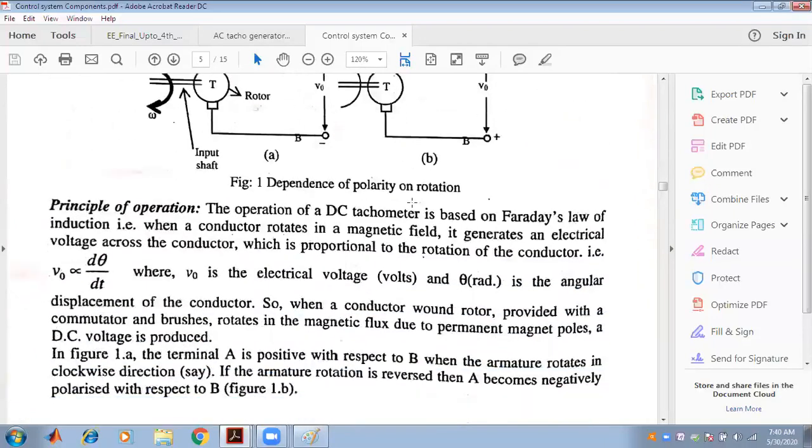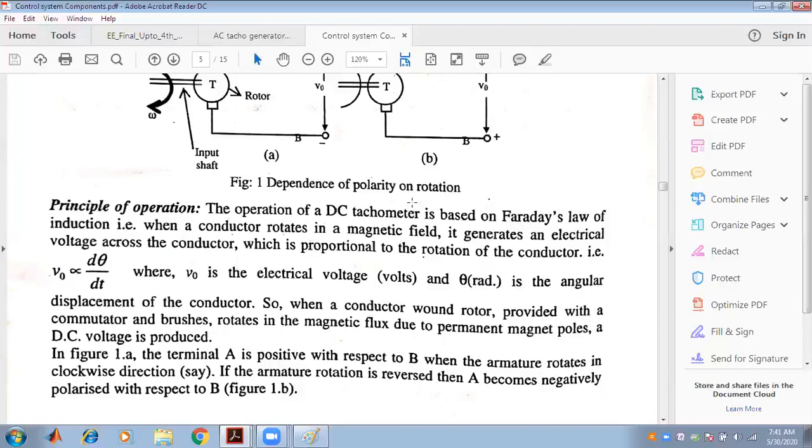So what is the principle of operation? The operation of a DC tachometer is based on Faraday's law of electromagnetic induction. When a conductor rotates in a magnetic field, a voltage is generated which is directly proportional to the rate of change of flux, where V is the electrical voltage in volts and phi is the angular displacement in radians of the conductor. When the wound rotor provided with a commutator and brushes rotates in the magnetic flux due to the permanent magnet poles, a DC voltage is generated.